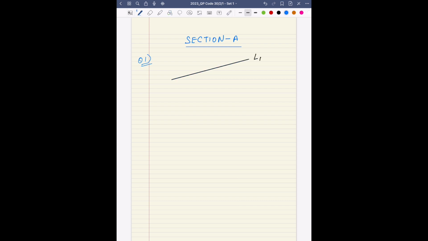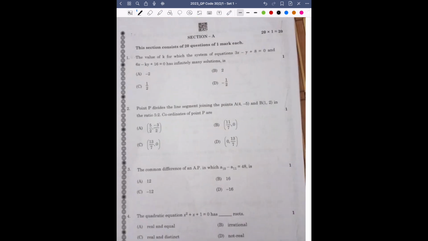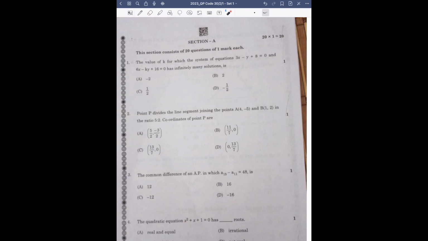So these are both L1 and L2, and the condition is, if you are writing your line as ax plus by plus c is equals to 0, then the condition is a1 upon a2 is equals to b1 upon b2 is equals to c1 upon c2. Now what is our a1, b1, c1? If you look at this question number 1, your a1 is 3, b1 is -1, c1 is 8. Similarly, a2 is 6, b2 is minus k, and c2 is 16, right?